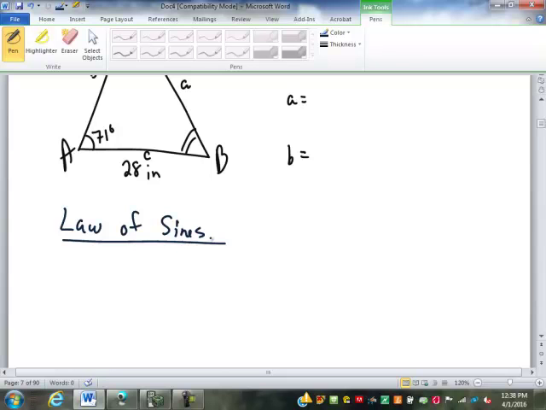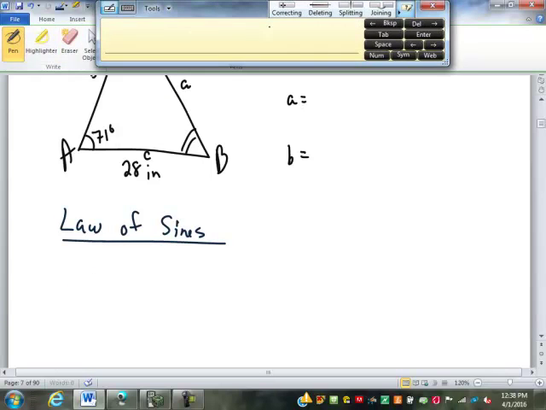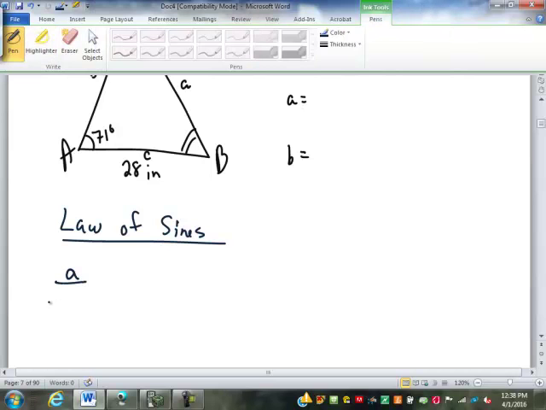The relationship is between that length of the side and the sine of the opposite angle. So inside any given triangle, the length of a side divided by the sine of its opposite angle will be a constant. So the length of side A divided by the sine of angle A will be the same as the length of side B divided by the sine of angle B, which will be the same as the length of side C divided by the sine of angle C.